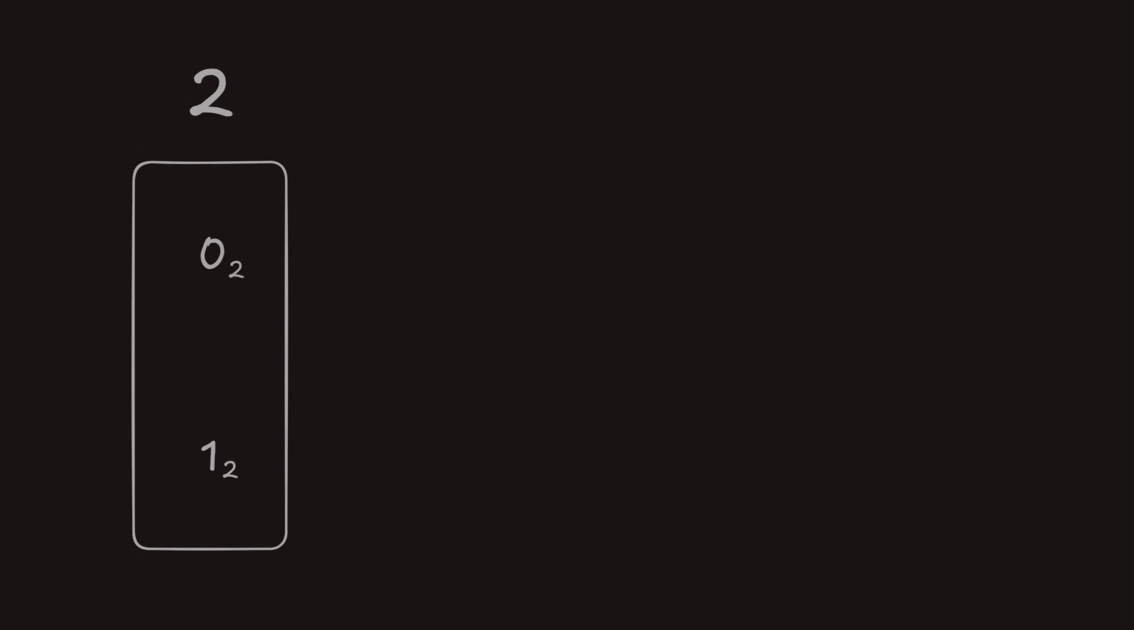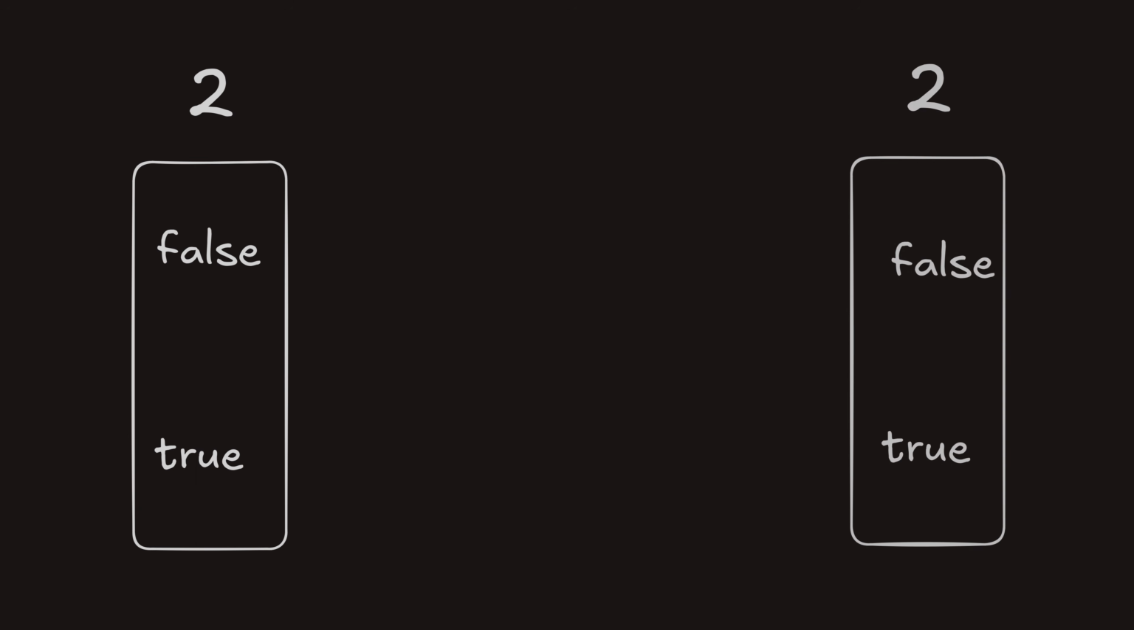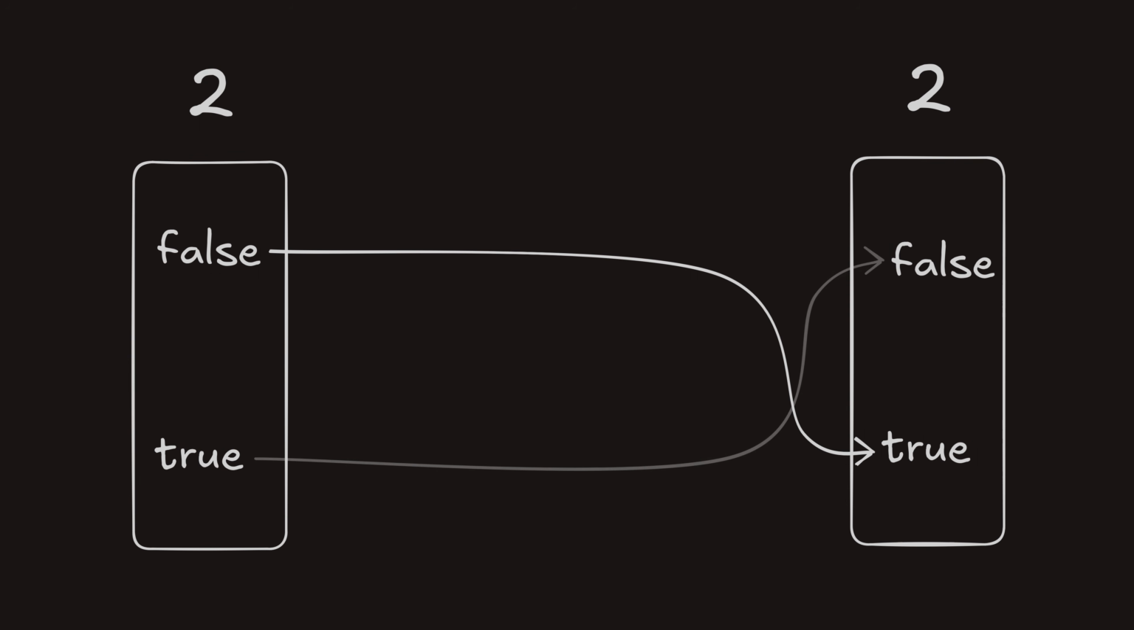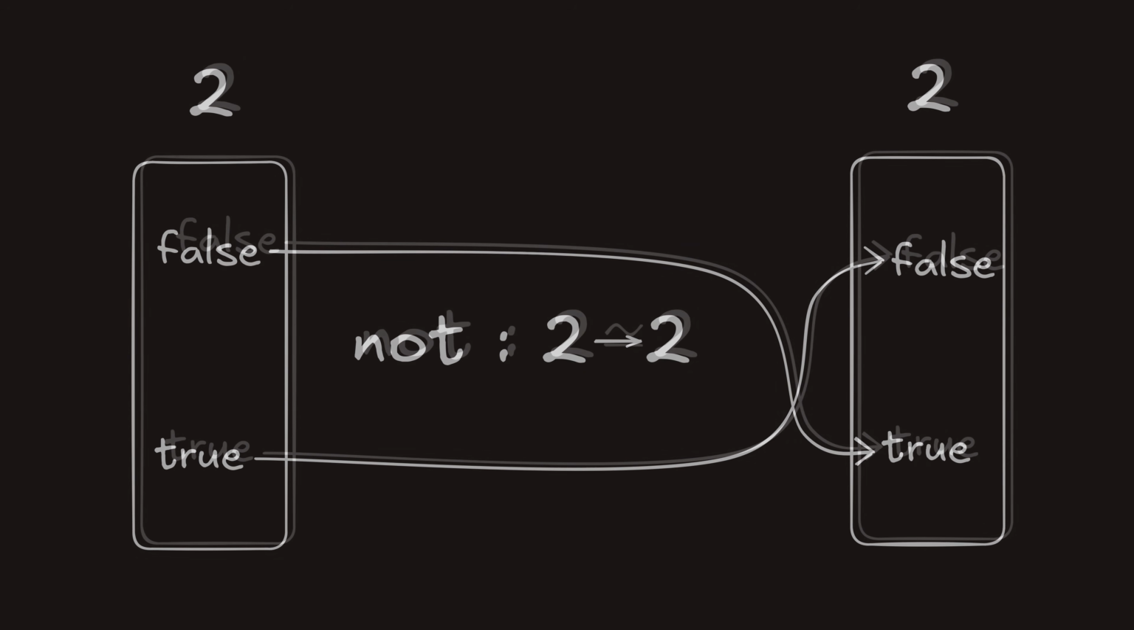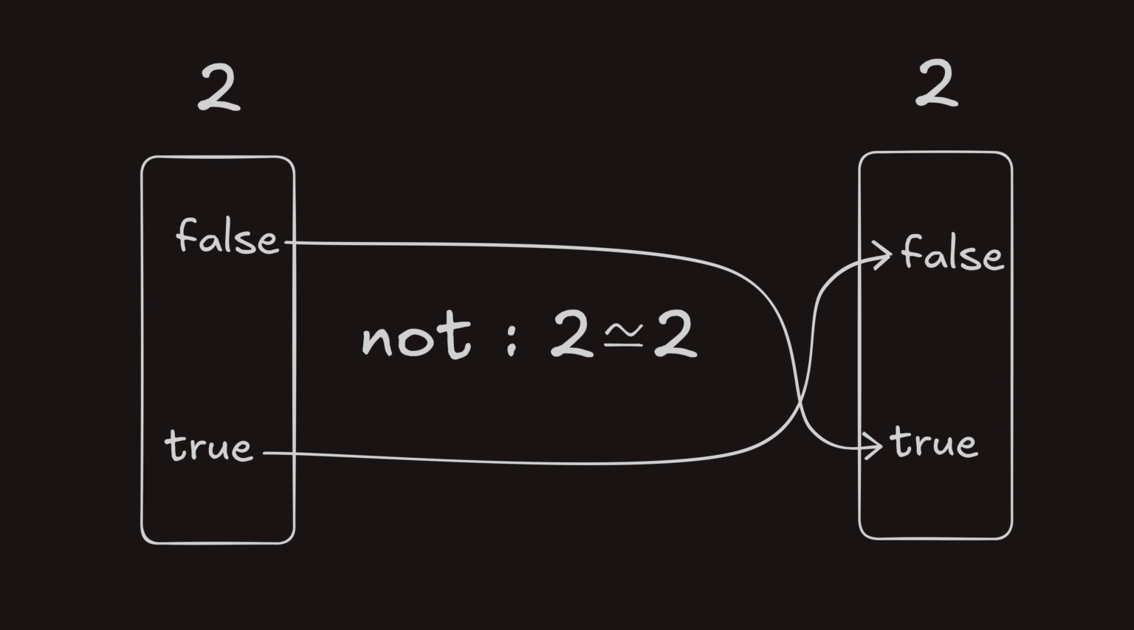Consider the finite set with two terms. We'll label the terms as false and true. We can then construct a function from this finite set to itself that maps false to true and true to false. We'll call this function not. Note that not is an equivalence and its inverse is not itself.